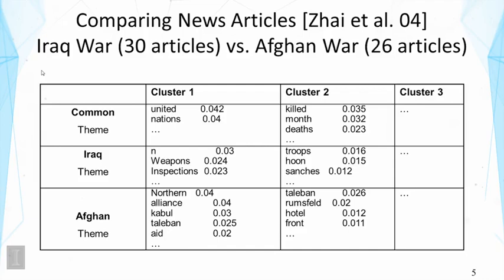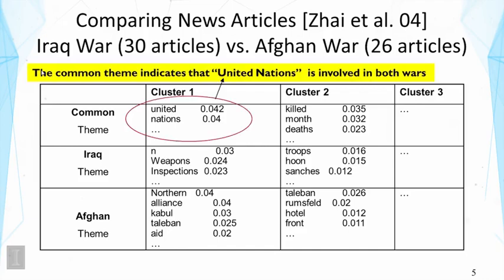And we see the results here show that there is a common theme that's corresponding to cluster 1 in this column. There is a common theme indicating that United Nations is involved in both wars. It's a common topic covered in both sets of articles. And that's indicated by the high probability words shown here, United Nations. Now, if you know the background, of course, this is not surprising, and this topic is indeed very relevant to both wars.